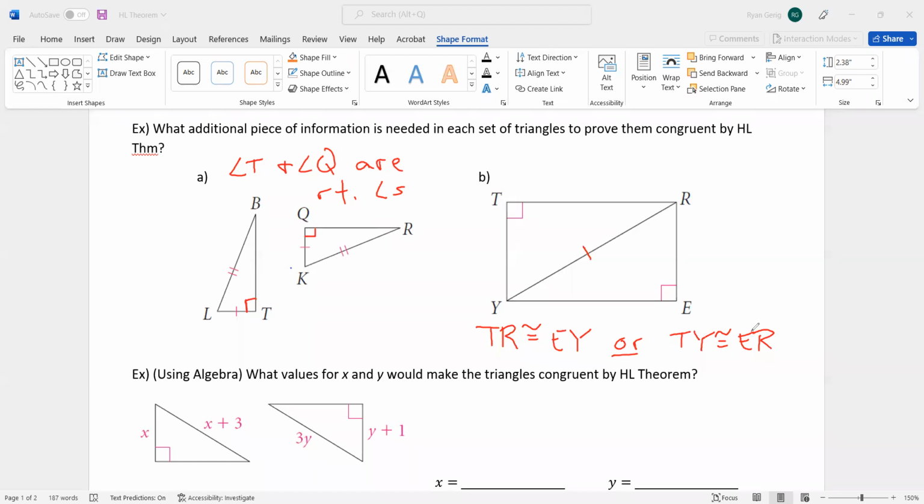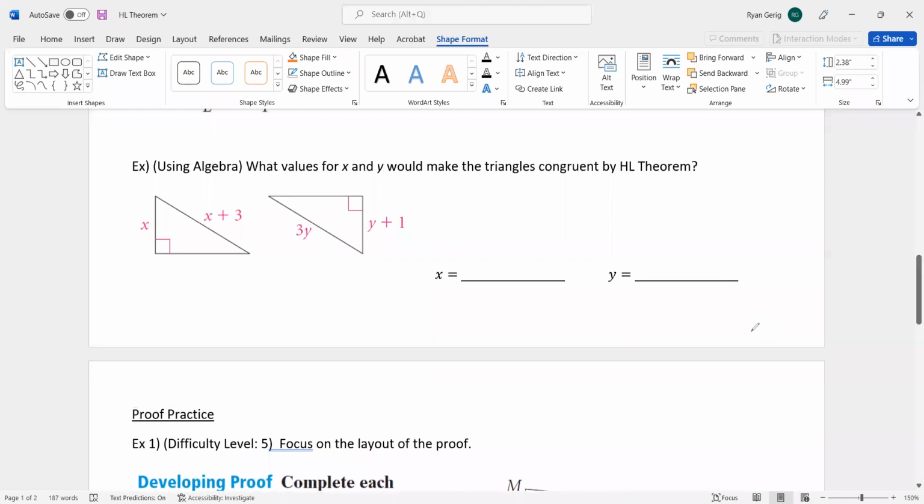Okay. Using algebra, what values for x and y would make the triangles congruent by the HL theorem? Well, they would be congruent if that was congruent to that, and the hypotenuses were congruent as well. So let's write some equations. X equals y plus 1 and 3y equals x plus 3.